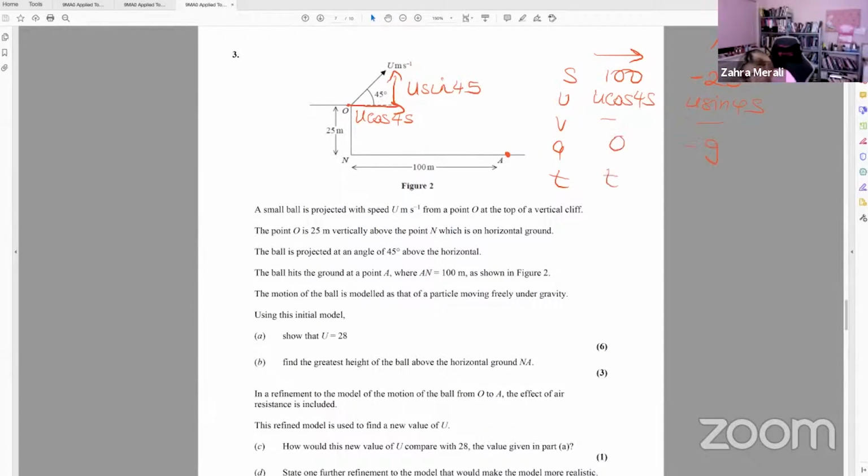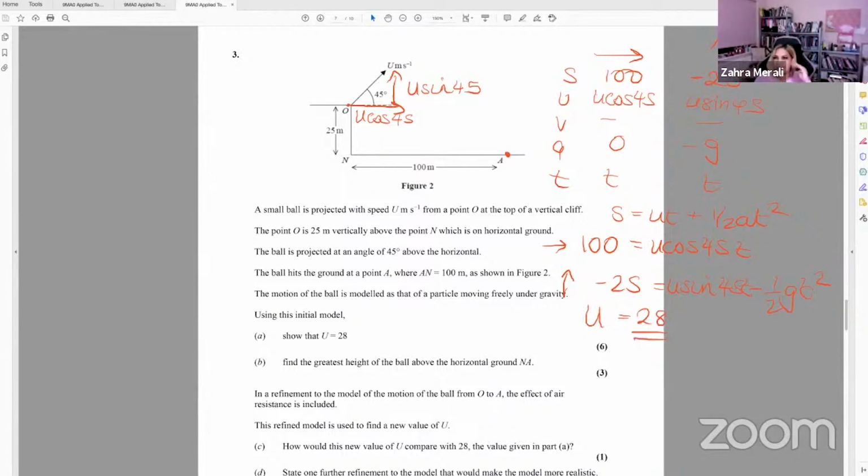Okay, so t and t. Right, so S equals, you'll see that you start using the same one every time. So we've got 100 equals u cos 45 t, because A is 0, so that's horizontally. Vertically, we've got minus 25 equals u sine 45 t minus a half gt squared. 2 equations, 2 unknowns. You can eliminate t by rearranging your horizontal one, and you end up with u equals 28 as required.